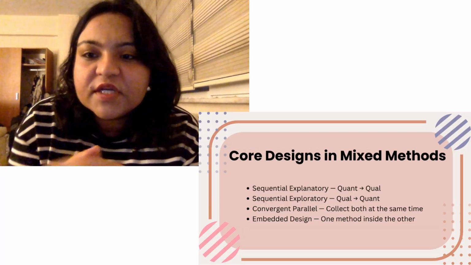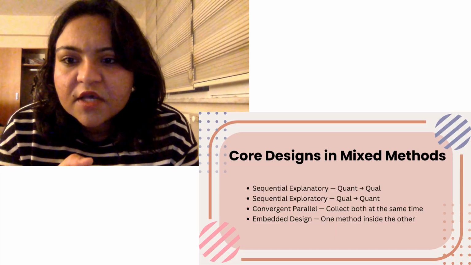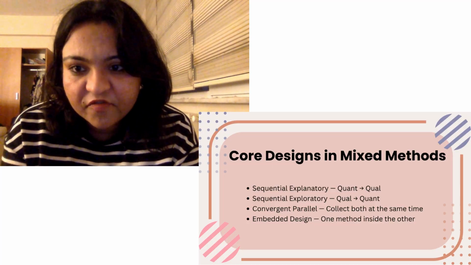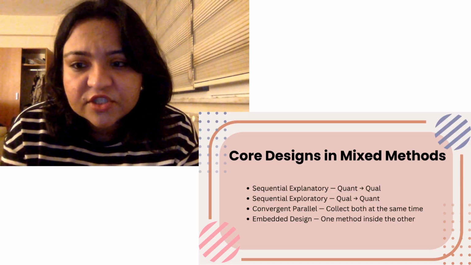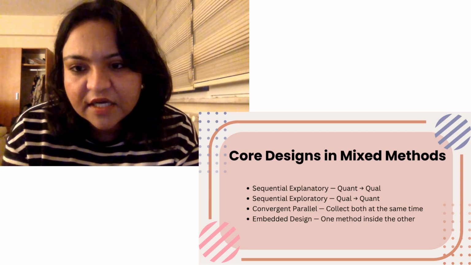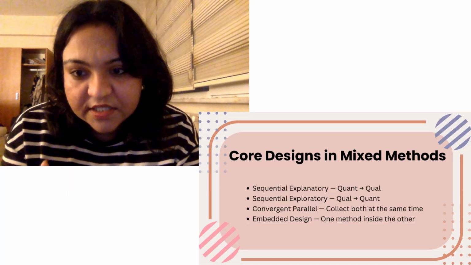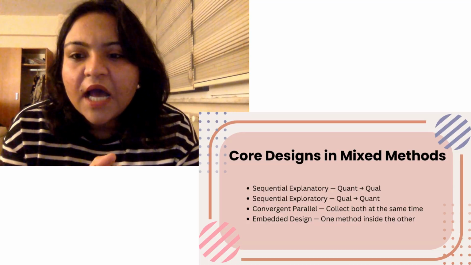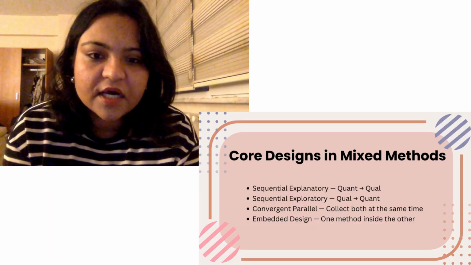Now, let's look at some of the core designs when it comes to mixed methods. There are four main ones. The first one is sequential explanatory, where the researchers collect quantitative data first and then use qualitative data to explain those numbers. The second one is sequential exploratory, where the researcher starts with qualitative data, then tests those insights on a larger scale. And the third is the convergent parallel design, where both types of data are collected simultaneously and then compared with each other. And finally, the embedded design, where one type of data plays a supporting role inside a larger study.